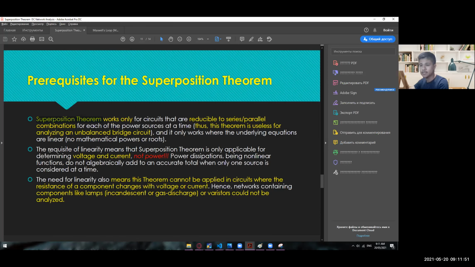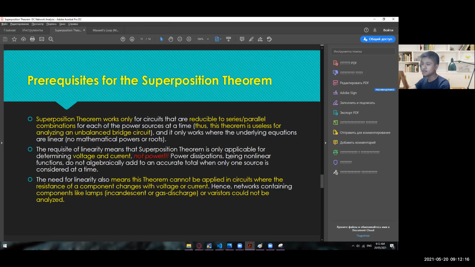Okay, so the requisite of linearity means that the superposition theorem is only applicable for determining voltage and current, not power. Okay, so we can only solve the individual voltage and the individual current using the superposition theorem, but not the power. Okay, that is why we don't have an example when it comes to solving a power in superposition theorem.